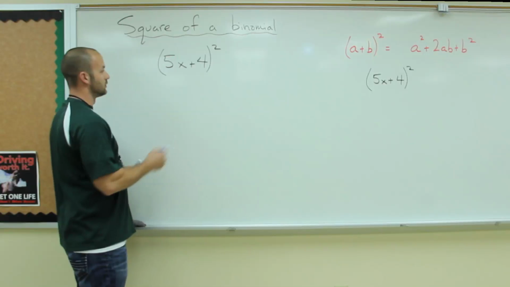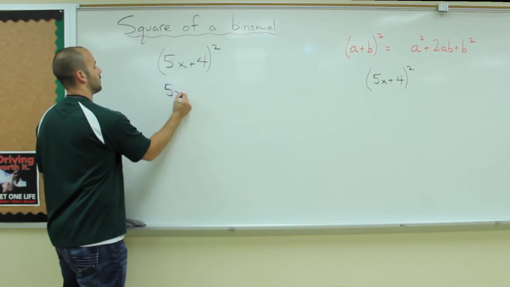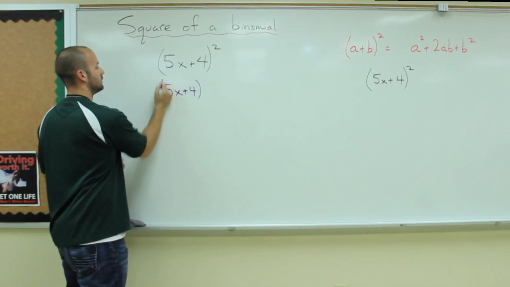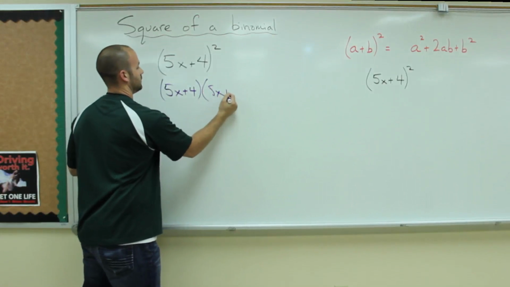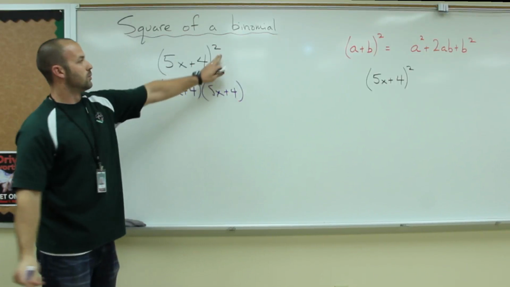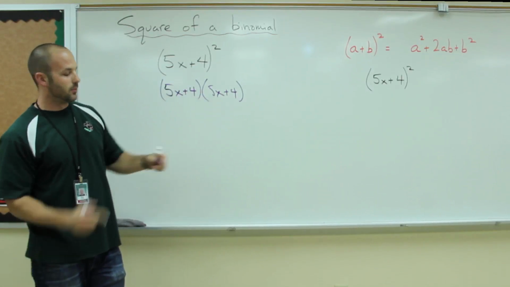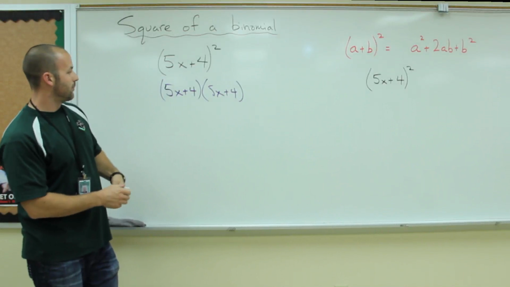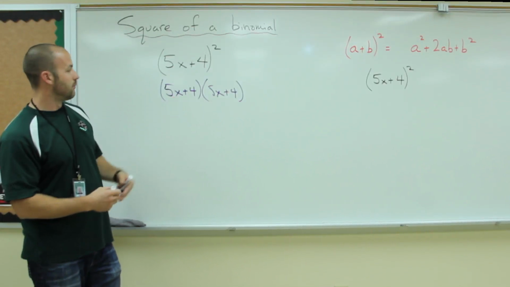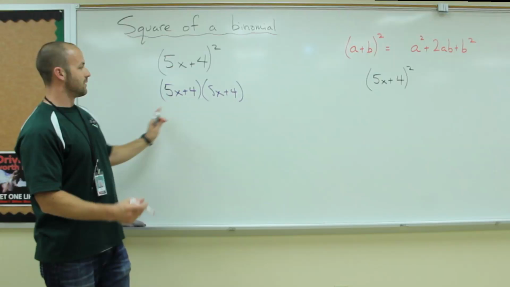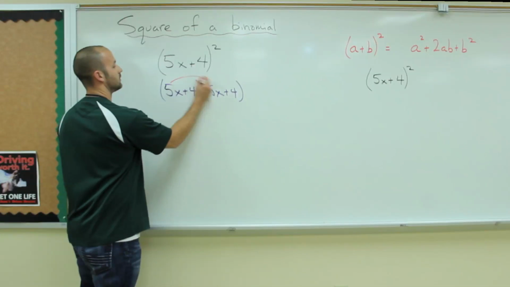So the first thing we're going to do is expand the binomial. The exponent means that this number is being multiplied by itself, so it's important to start by expanding the binomial. Then for the distributive property, I take the first term in the first binomial and multiply it by every single term in the second binomial.